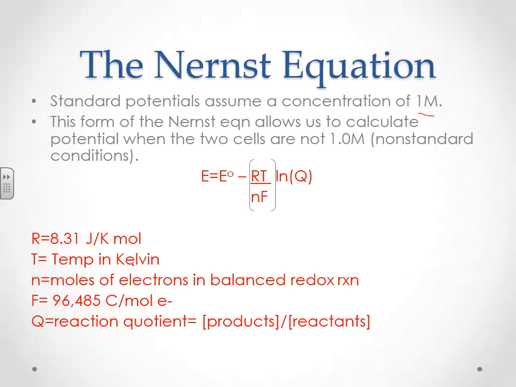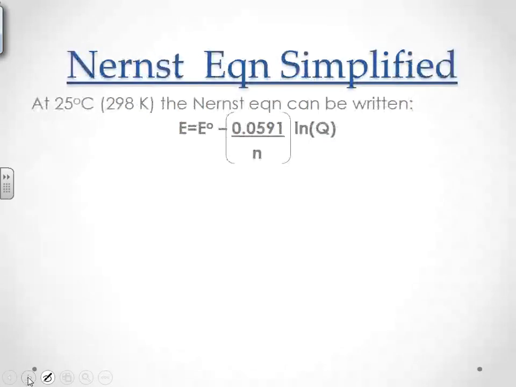The temperature does need to be in Kelvin to cancel with the Kelvin we see here. n is the moles of electrons in the balanced redox reaction. F, again, is Faraday's constant, 96,485 coulomb per mole of electrons. And then Q is, again, our reaction quotient, which is the concentration of the products divided by the concentration of the reactants. We will be using this formula in class as we do some guided practice.